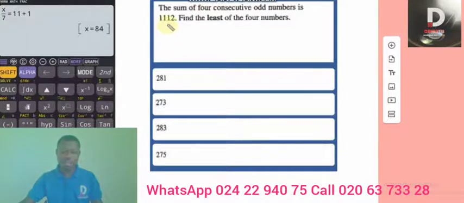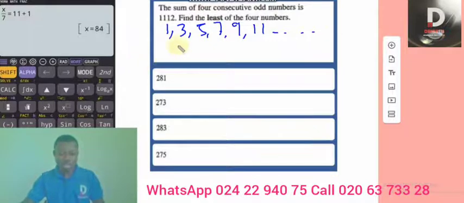Odd numbers. The first odd number is what? 1. Next one is what? 3. Next, 5. Next, 7. Next, 9. Next, 11. On and on. So after that, you find the intervals. What are the intervals? 2, 2, 2, 2, 2. The intervals are 2.